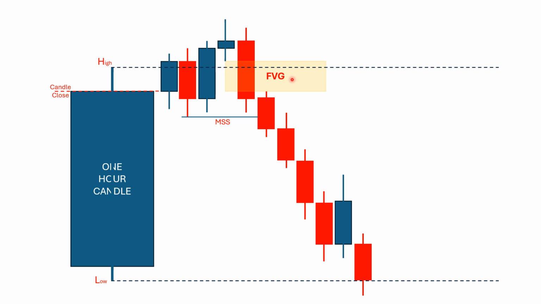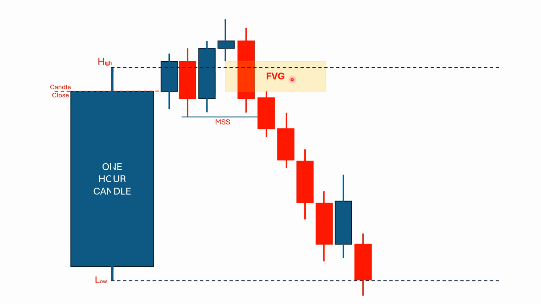Another thing that I need to mention is that this works even better if there's a higher time frame bias. By higher time frame bias, I mean anything above, at least 15 minutes, 1 hour, 4 hour, and then going up. If there's a daily bias, that's even better.